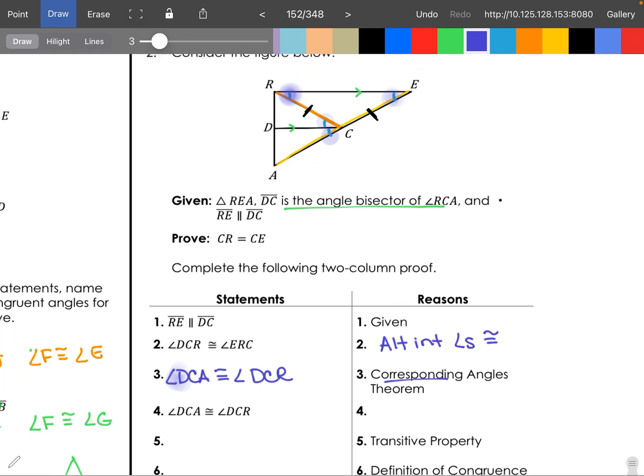I'm trying to find those. Okay, I saw them. Sorry, had to look for them. So let me highlight those in case you were having the same issue that I am. DCA, and right there, that is going to be the definition of an angle bisector.